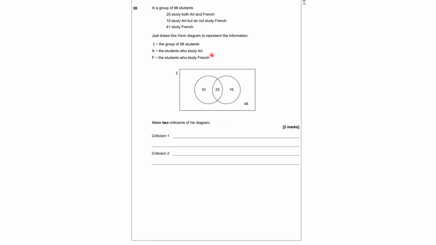So we've got a group of 98 students. Let's just check that first. So 25 plus 10 plus 41. So that gives us 6.